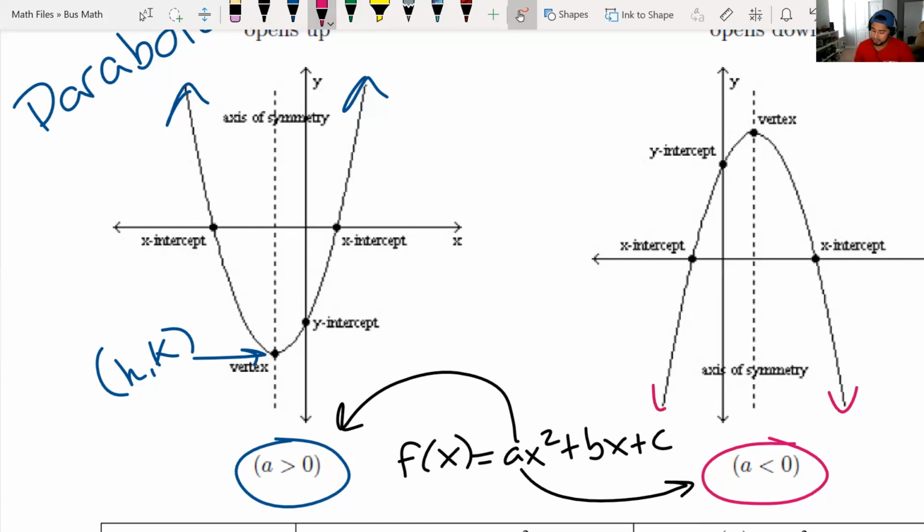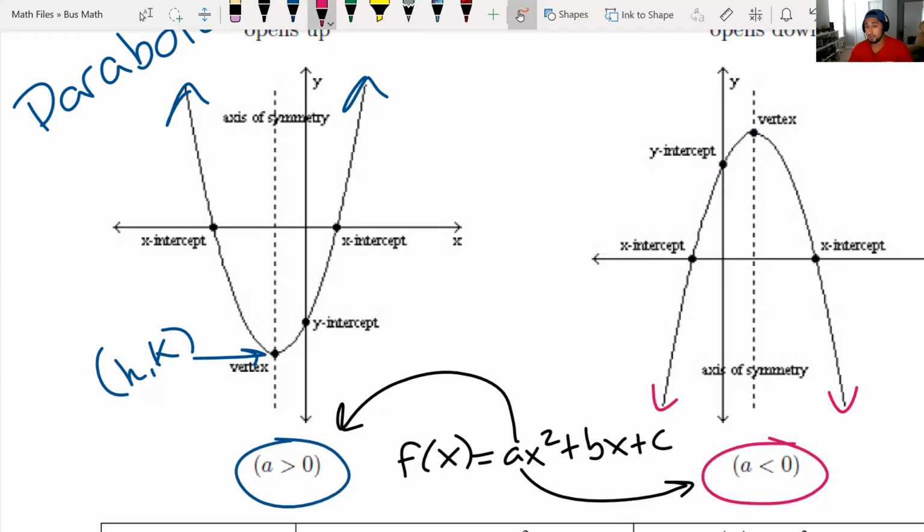And if we open down, once again, we have our vertex, which is given by h, k. We have the 1 y-intercept. We have 2 x-intercepts, or maybe 1 x-intercept, or maybe no x-intercepts. And we have the axis of symmetry. So whether a parabola opens up or opens down, they have the same characteristics. The only difference is one opens up, one opens down.